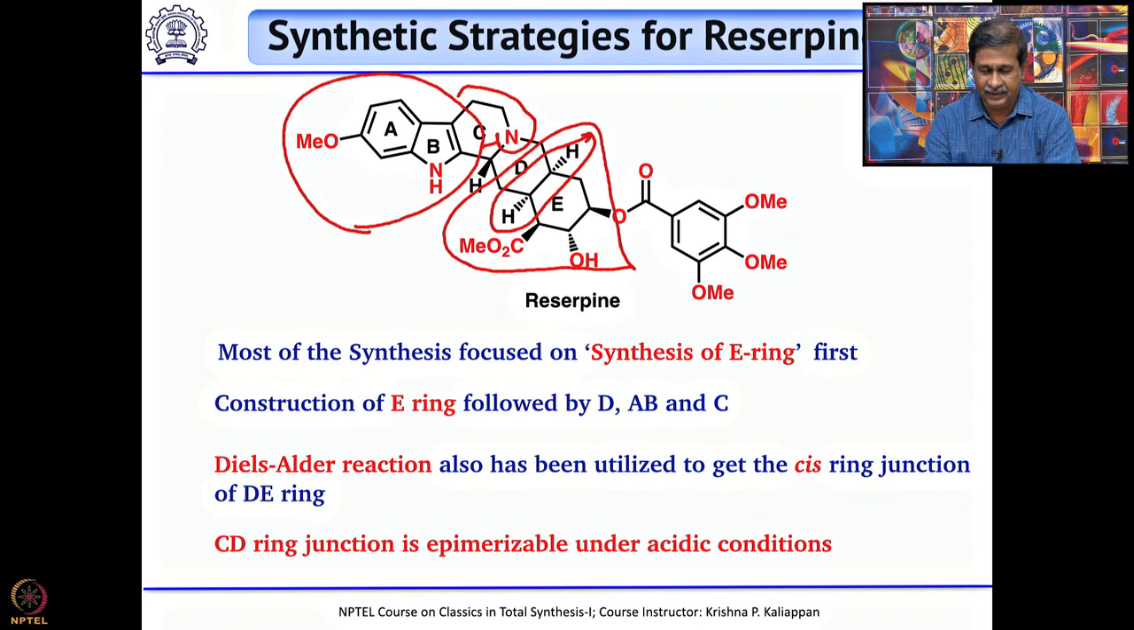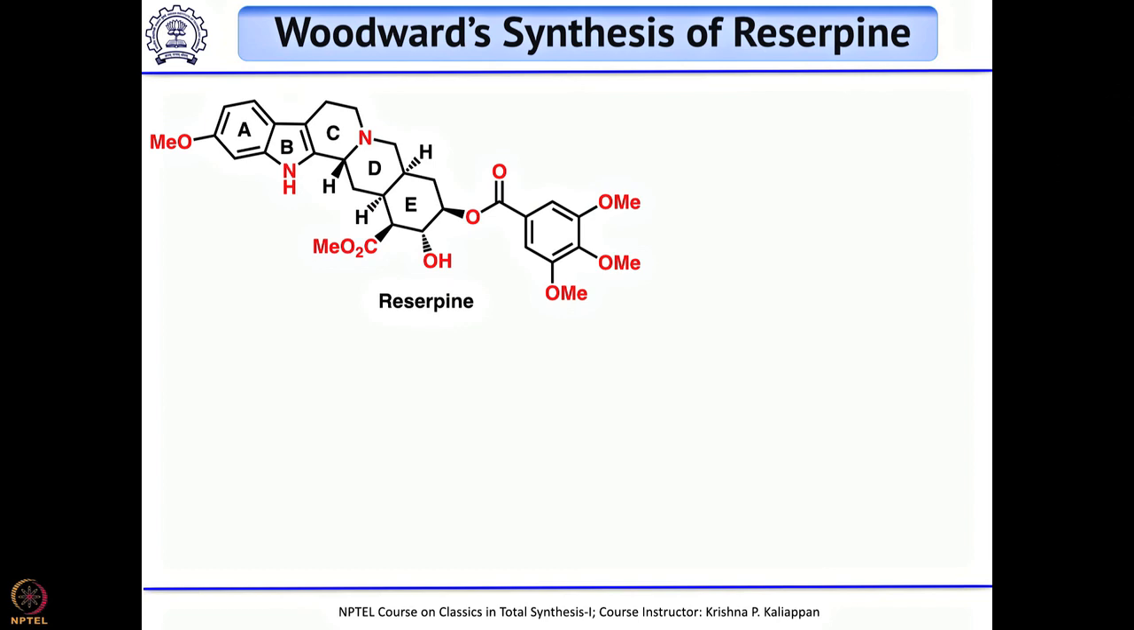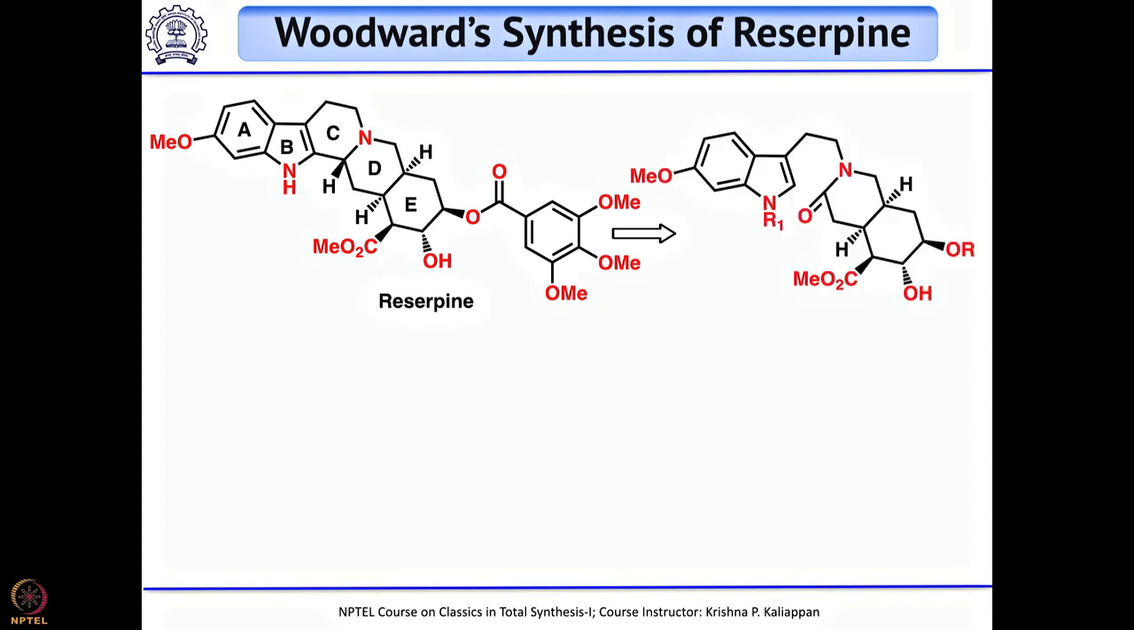And if you look at the CD ring junction, it can be epimerized under acidic conditions. Here, if you look at the CD ring junction, the hydrogen is beta. So how these are all fixed in the total synthesis of Reserpine, let us have a look. So let us start with Woodward's total synthesis. Though at that time retrosynthesis was not known, in his thought process, what Woodward thought was, he wanted to use a Bischler-Napieralski synthesis. So if you have this DE ring, then he can easily connect with the indole using the Bischler-Napieralski synthesis.